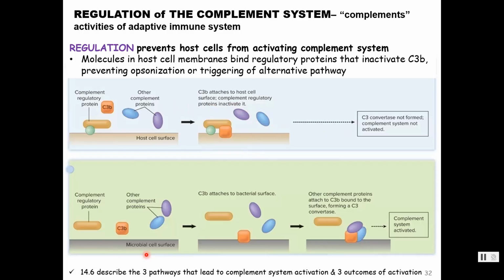And so complement won't be activated. A microbial cell surface doesn't have this host cell regulatory protein, and therefore C3b will bind, and then we will get complement activation. So that's just a little safeguard, that complement regulatory protein, that's going to make sure that complement doesn't get activated in absence of something foreign.